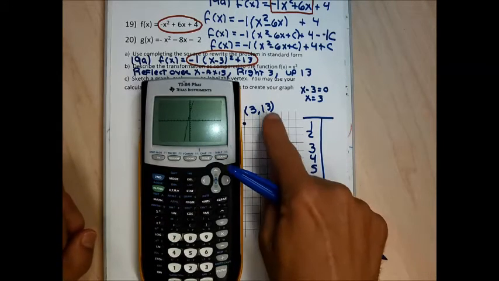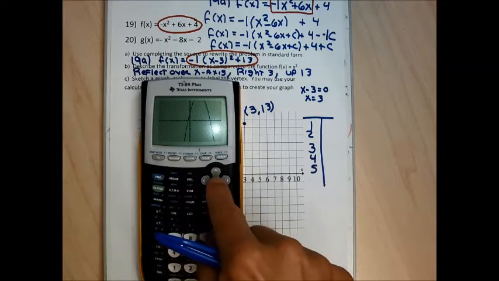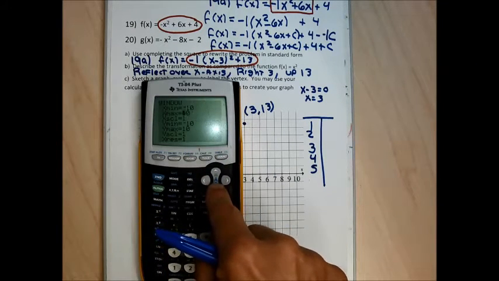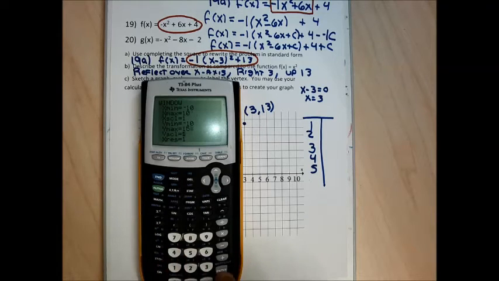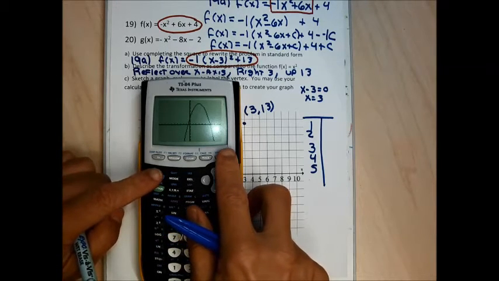And my window needs to go up to 13 because the vertex is at 13. Let me change the y max in my window, maybe to 15, just so I can see that vertex of 13 better. Now I can see the whole parabola, in case it bugged me that I didn't see the whole parabola. And let me check my calculator's table.